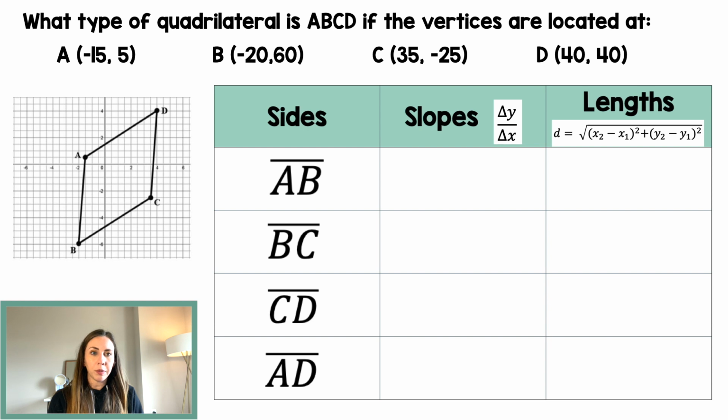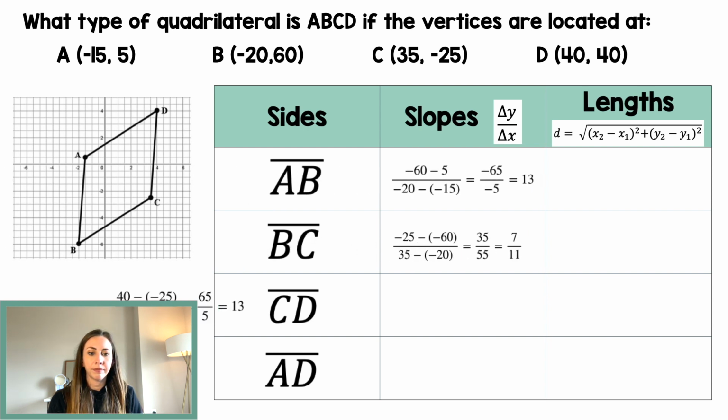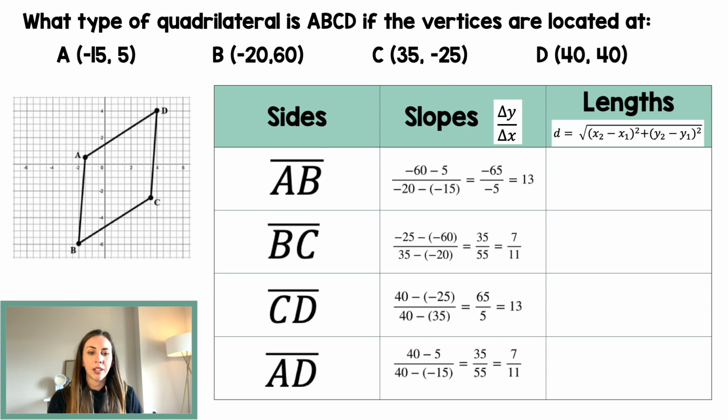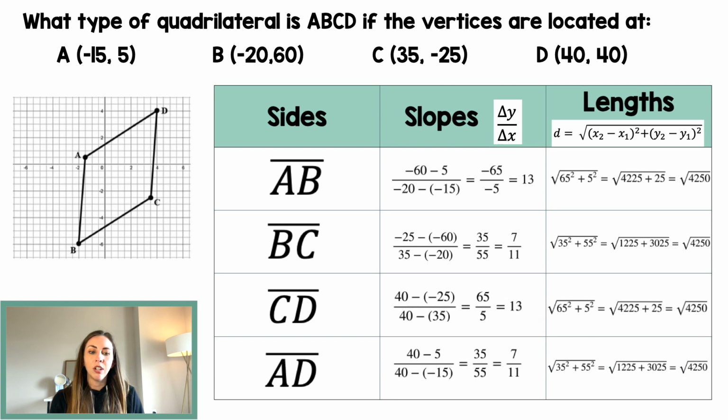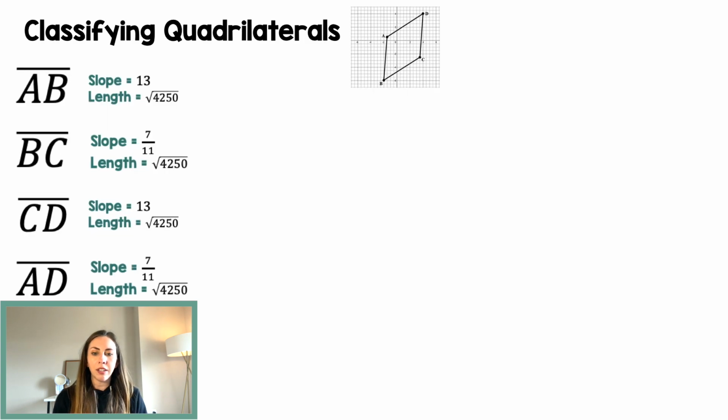So I'm going to fill in all our slopes here. 13, 7/11, 13, and 7/11, an interesting pattern. I'm also going to fill in all of our lengths. So all sides have a length of the square root of 4,250. Interesting. So taking our slopes and our lengths and the visualization that we have, so we have the visual and then all of the slopes and the lengths as well, now we can start trying to decide what type of quadrilateral this is.